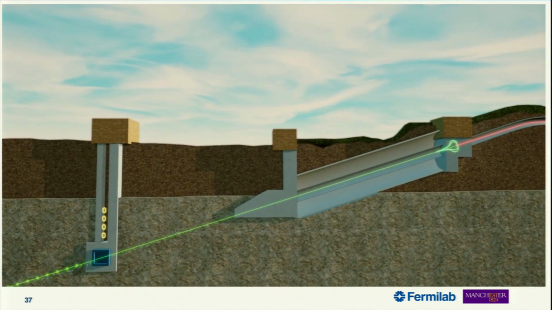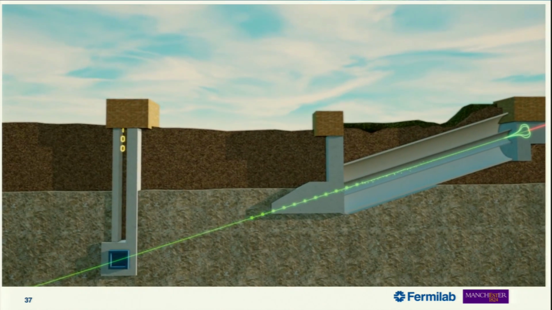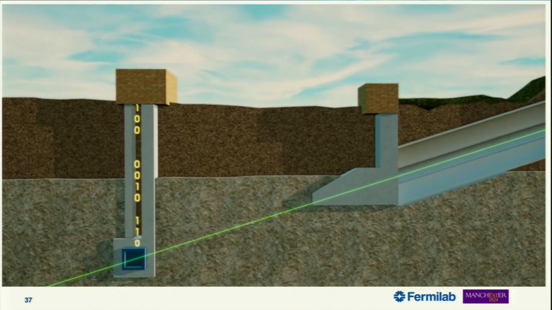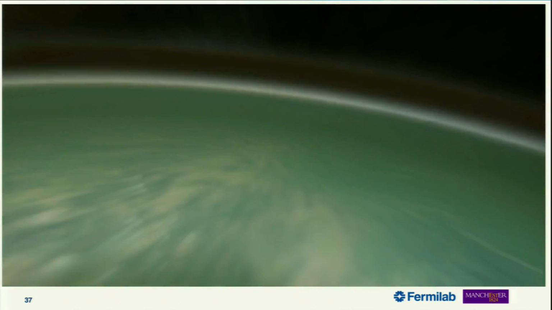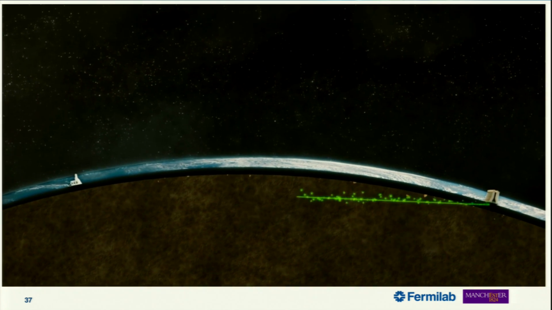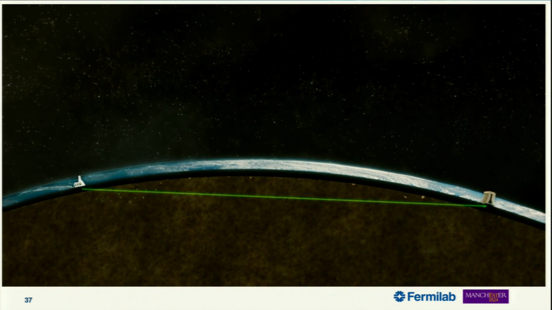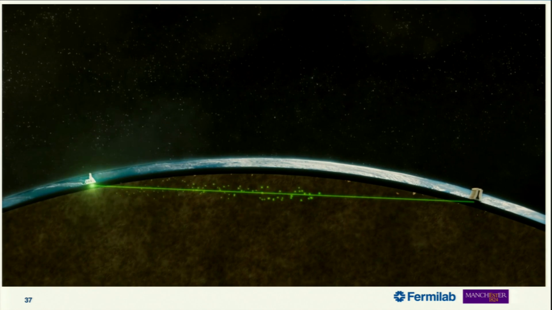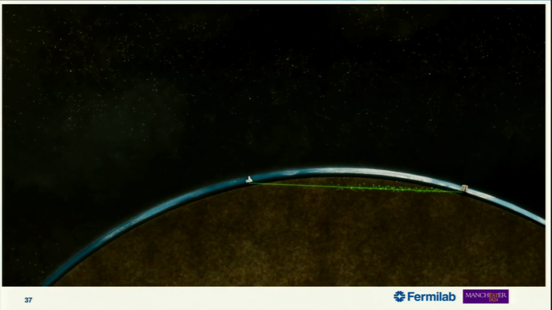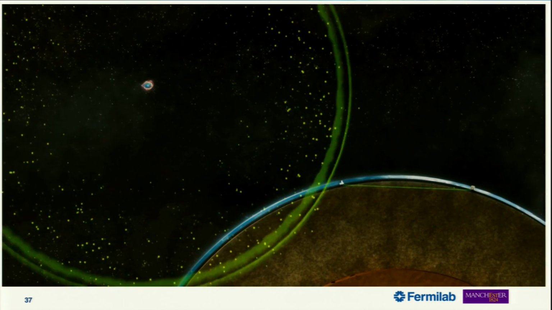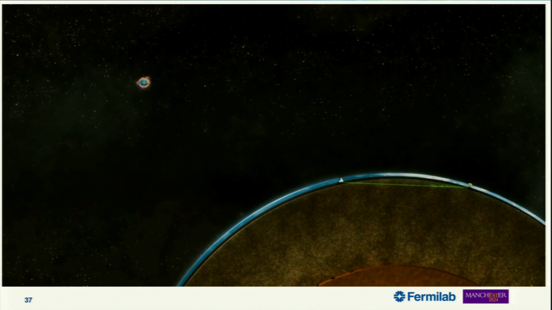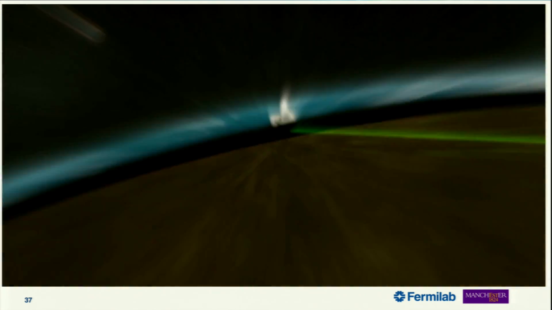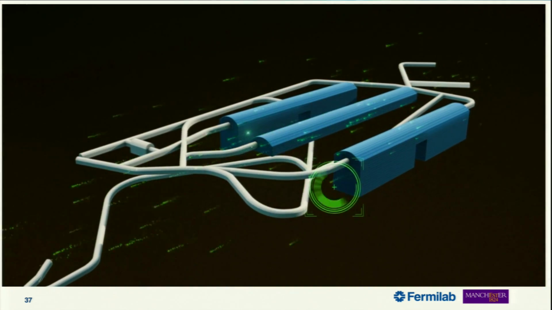You put a detector here. I'll talk about why this experiment is actually going to be here at Fermilab. And then the neutrinos go through the Earth, something like 30 miles, and then they come out in South Dakota. This is a supernova. We'll come back to the supernova. And this is the detectors.